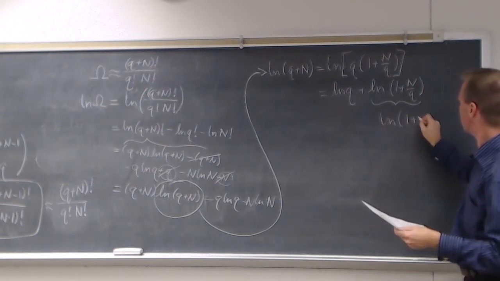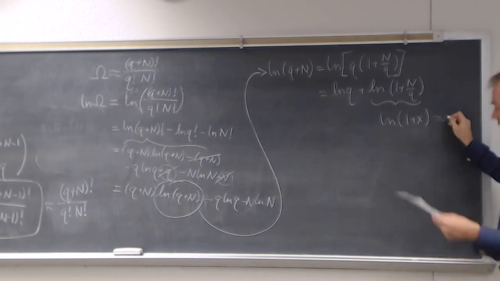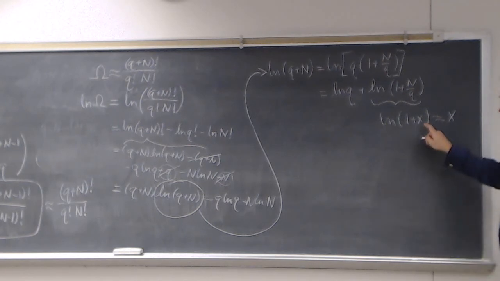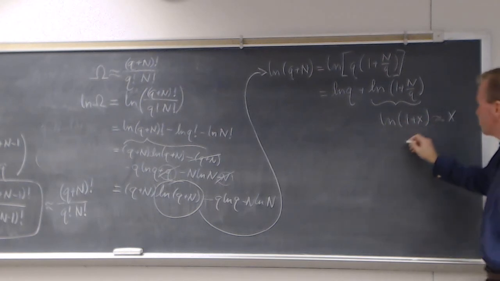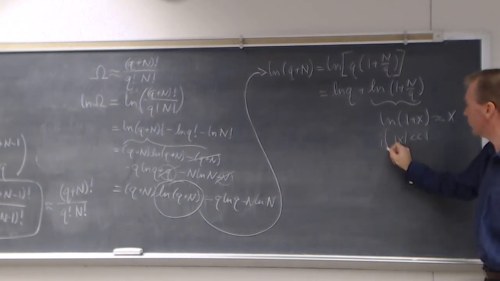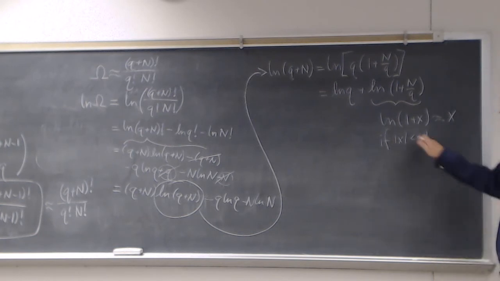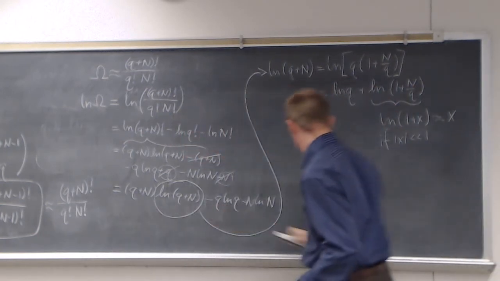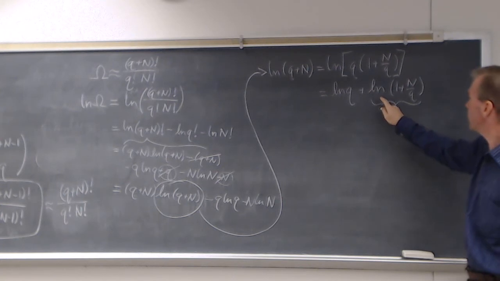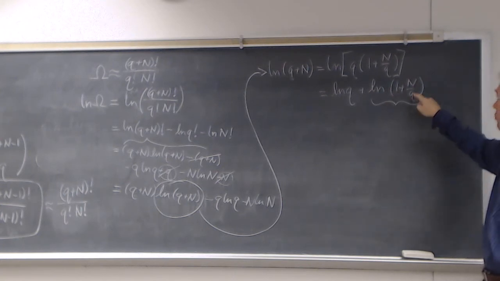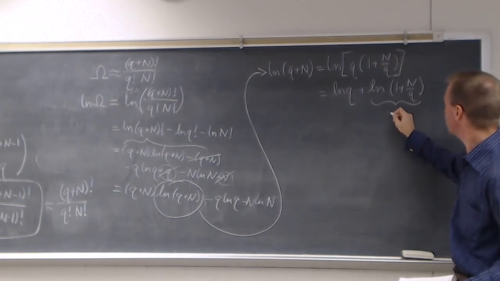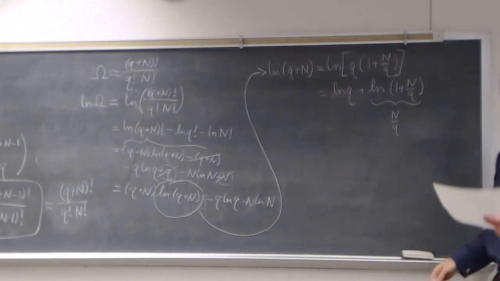the natural log of 1 plus x is about equal to x, as long as x is much less than 1. Actually, as long as the absolute value of x is much less than 1. So, in our case, that means natural log of 1 plus n over q, well, since q is much greater than n, this is something much less than 1. And so that's going to be approximately n over q.